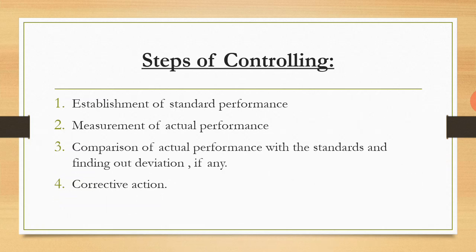Third, comparison of actual performance with the standards and finding out deviation, if any. So we compare the 1,000 standard with the actual 800. We are deviating by 200 units. Fourth, we take corrective action: why we are lacking, where we are lacking, and what corrective measure we can take to handle it.